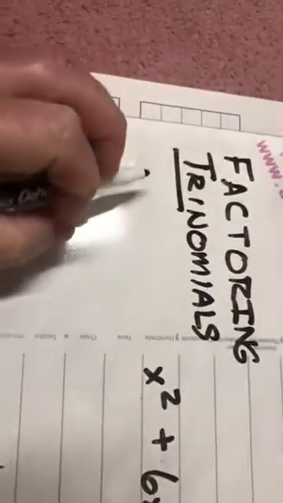Factoring trinomials. Trinomials. Tri means three terms, three numbers.